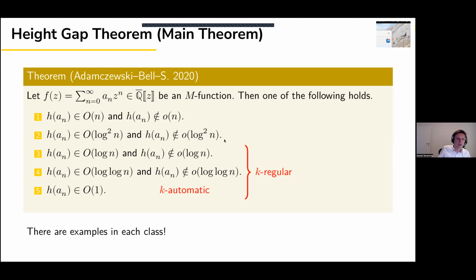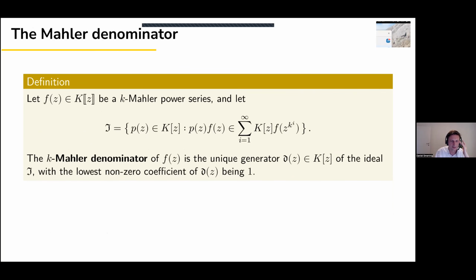And well, first of all, in each of these 5 classes, there exist examples of M functions. And each of these classes corresponds somehow really to a structural description. So in particular, the ones with bounded coefficients in terms of the heights are precisely the K-automatic ones. And then there are 2 more classes of K-regular sequences. And then there are 2 classes of non-K-regular sequences. So each of these gaps, here it's just in terms of asymptotics, but as I said, it corresponds to some kind of structural description.